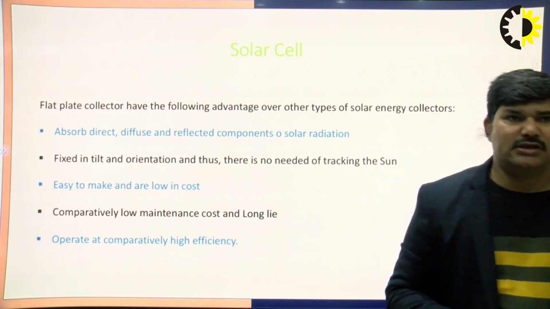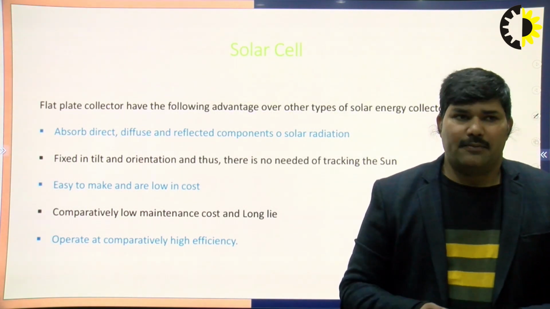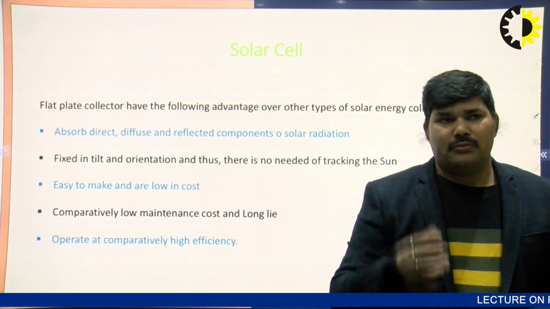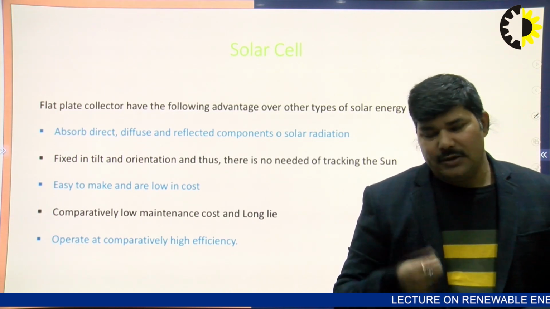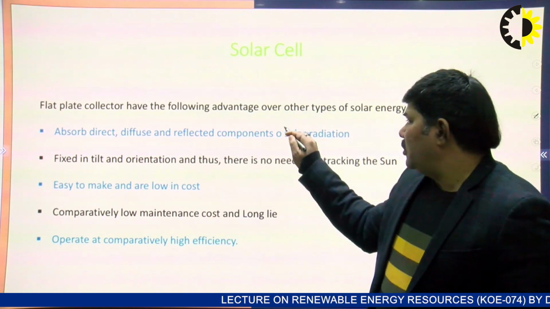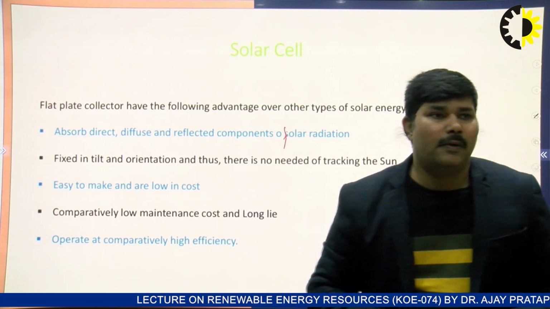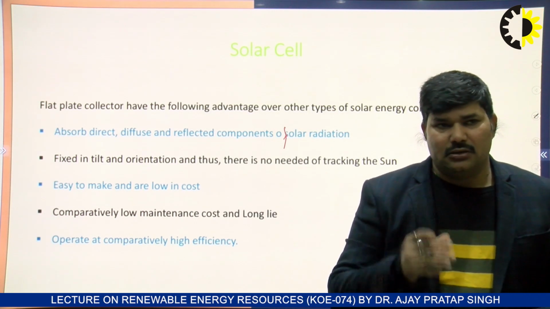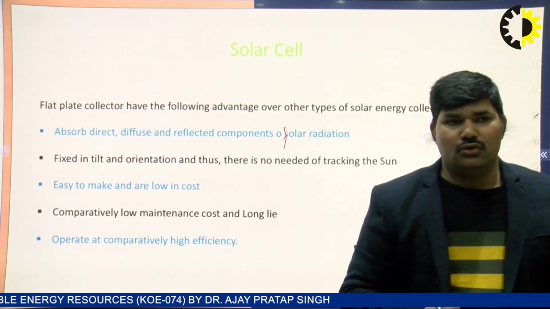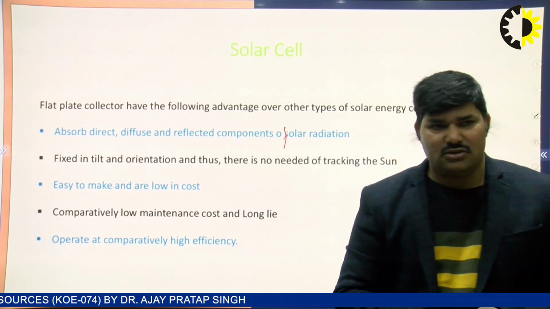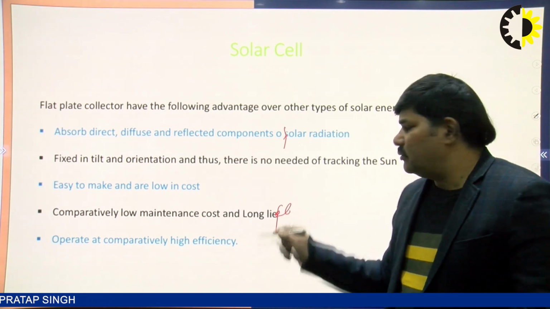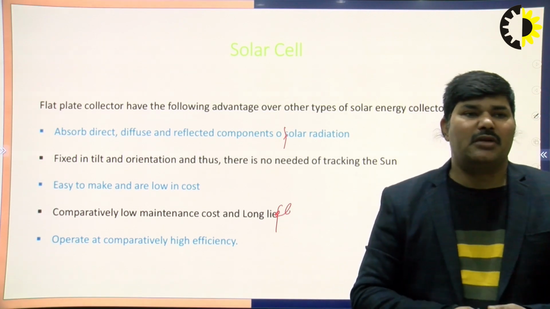So flat plate collectors have the following advantages over other types of solar energy collectors. They absorb direct, diffuse and reflected components of solar radiation. They are fixed in tilt and orientation, and thus there is no need for tracking the sun. They are easy to make and low in cost, with comparatively low maintenance cost, long life, and comparatively high efficiency.